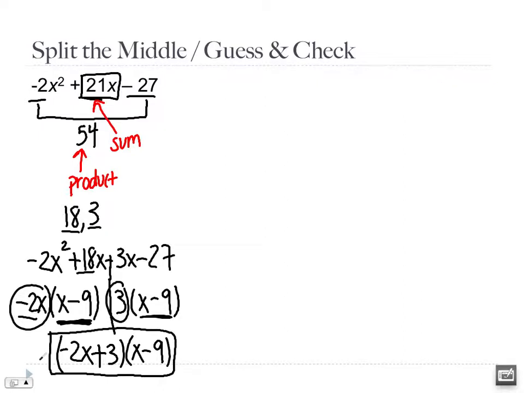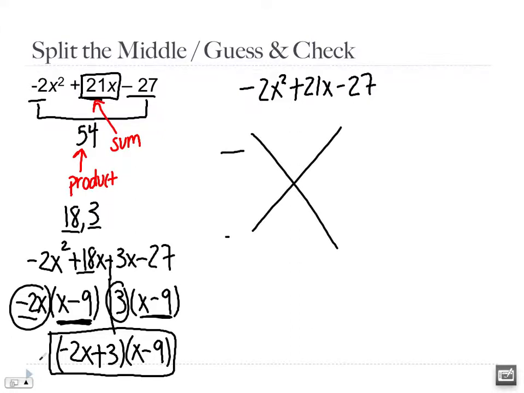So that's the final factored form. That's the split the middle method. Now I'm going to do it with the guess and check method over here on the right. Just rewriting the problem. Okay, the guess and check method is the one that uses the x.